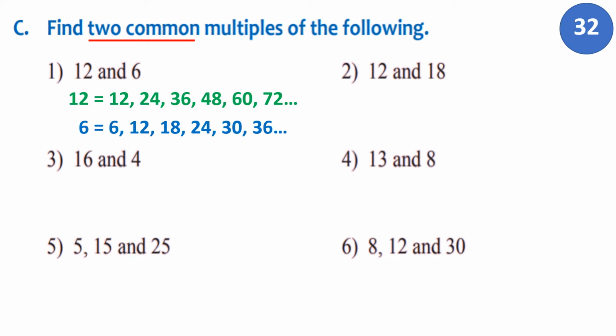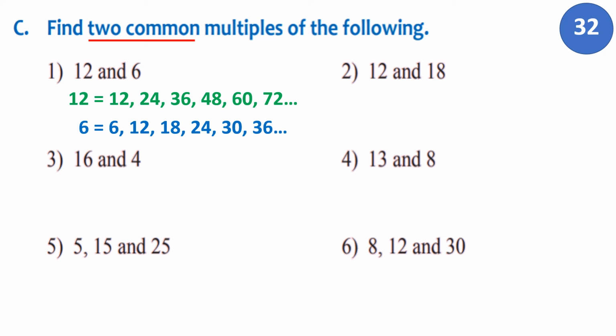For 6, you have 6 times 1 is 6, 6 times 2 is 12, 6 times 3 is 18, 6 times 4 is 24, 6 times 5 is 30, and 6 times 6 is 36. We will stop here. Many numbers.